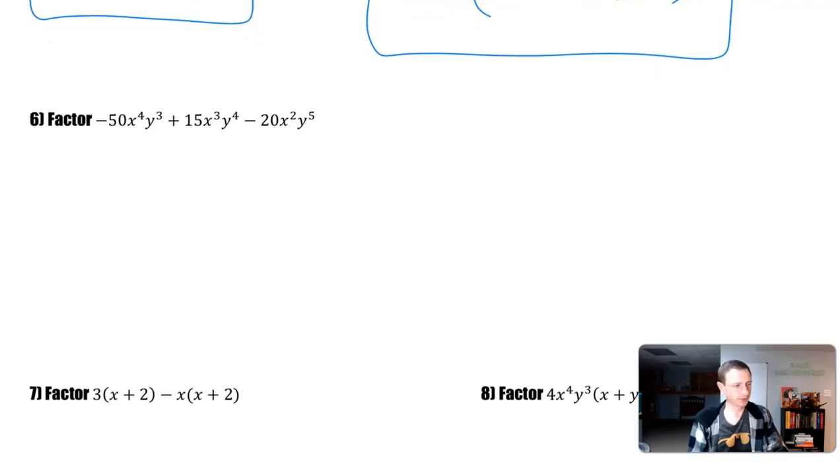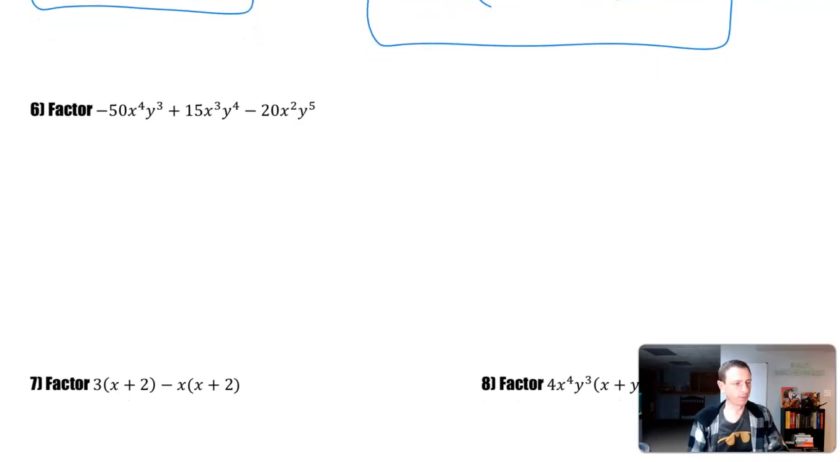Number 6, factor. We have quite a bit of mess here. We have a leading negative, first of all, so we're definitely going to factor that out. And then we have 50, 15, and 20. So between 50 and 20, we know 10 goes into 50 and 20, but 10 does not go into 15, so we know we can't take out a 10. So then we got to work that down a little bit.